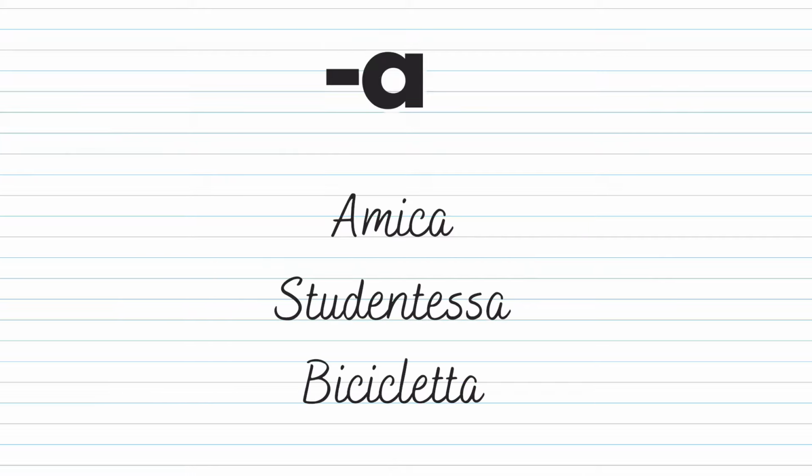Words ending in O. Nouns ending in O in Italian are usually masculine. Not all the time, we're gonna look at some exceptions later, but usually they are masculine. For example, amico, male friend, treno, train, panino, sandwich. On the other hand, if a word ends in A, then probably it's going to be feminine. For example, amica, female friend, studentessa, a female student, bicicletta, a bike.